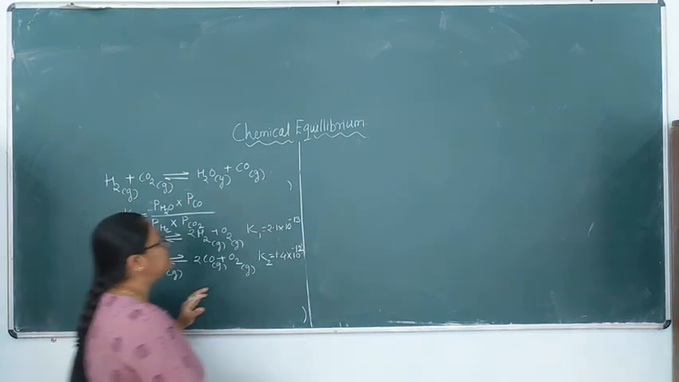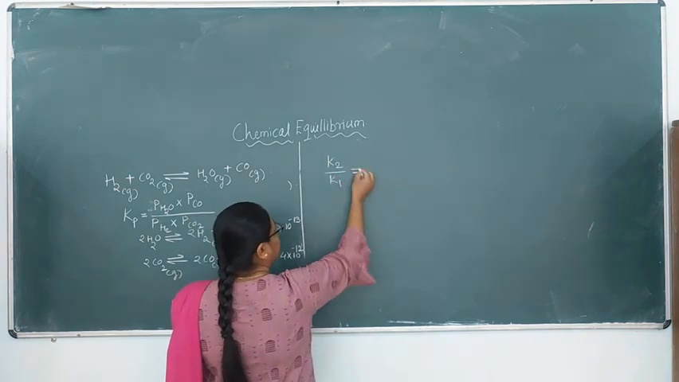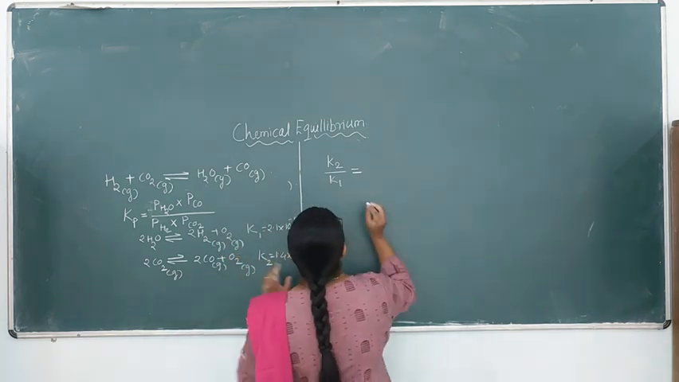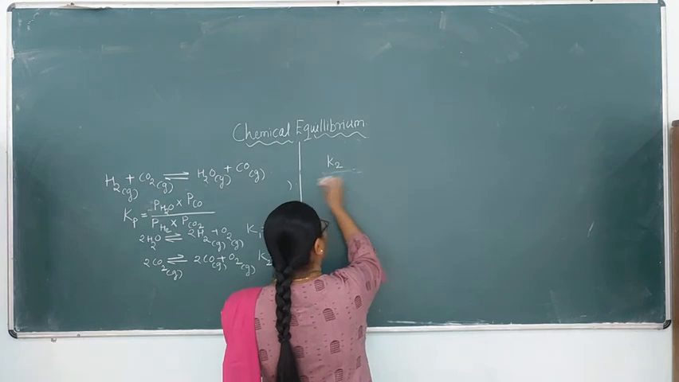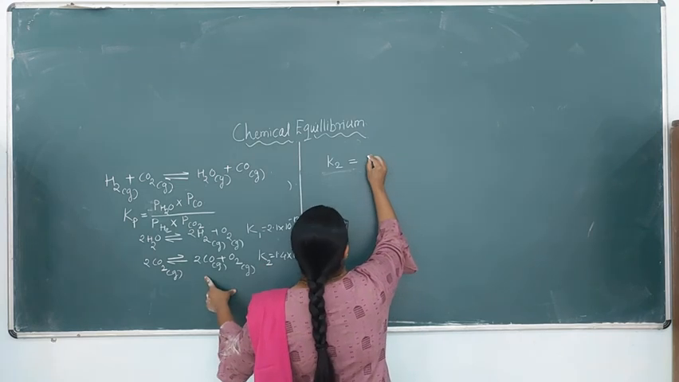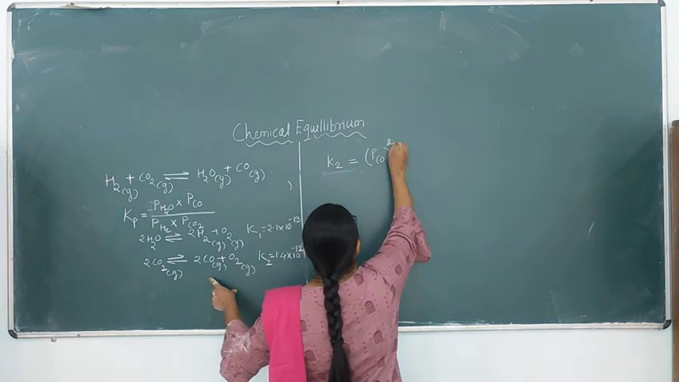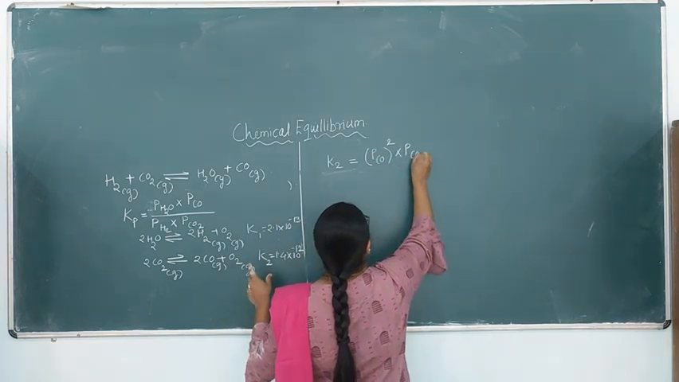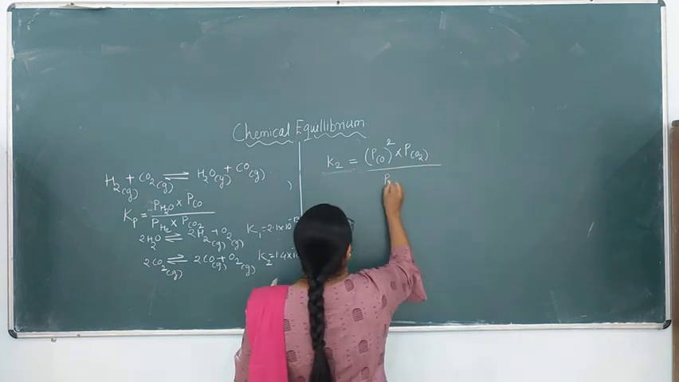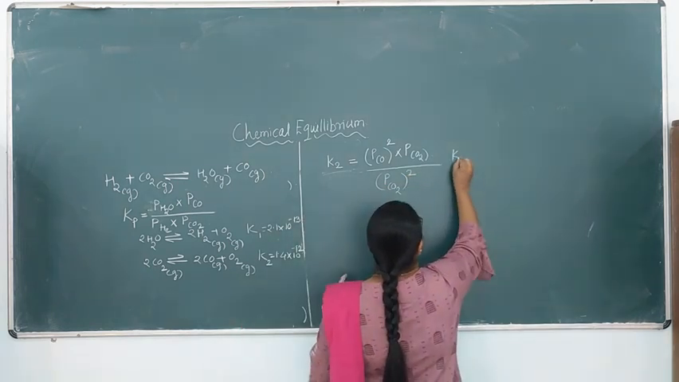See, what can I do is, if I do K2 by K1. Now K2, what will be K2? Let's first write the equilibrium constant and then take their division. K2 for this reaction is equal to partial pressure of carbon monoxide raised to 2 into partial pressure of oxygen divided by partial pressure of carbon dioxide raised to 2. This is K2. Now what is K1?